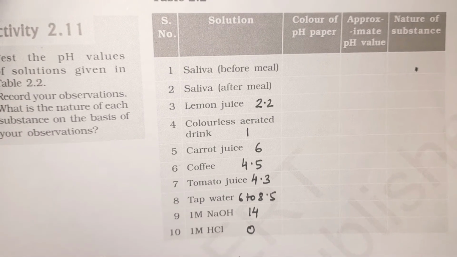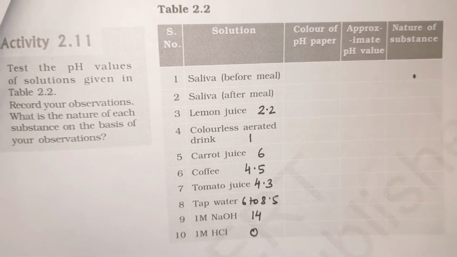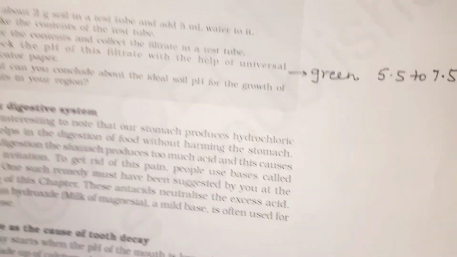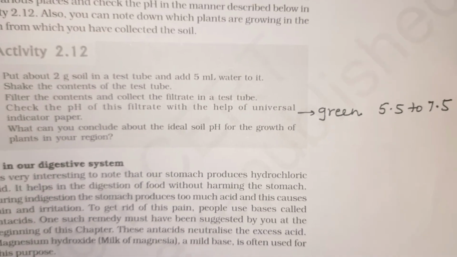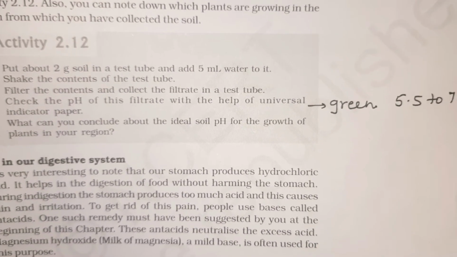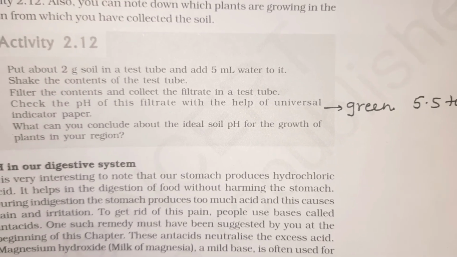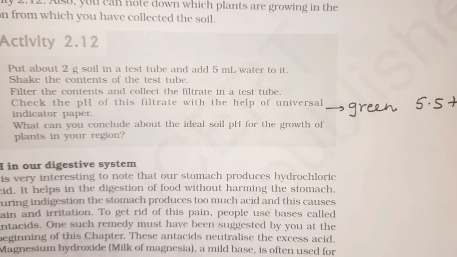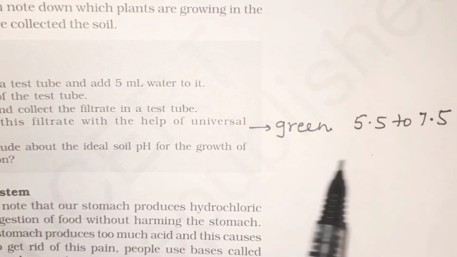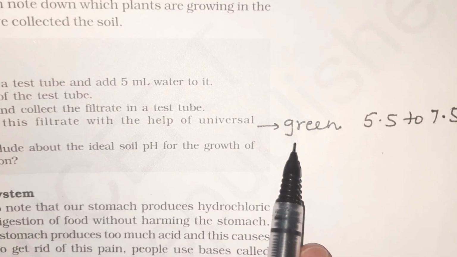One should know these pHs. Then moving ahead to activity 2.12. In this activity we are supposed to test the acidic or basic behavior of soil. We know that plants grow well in optimum pH. The pH should be in the range 5.5 to 7.5, whereby this universal indicator paper is green in color.